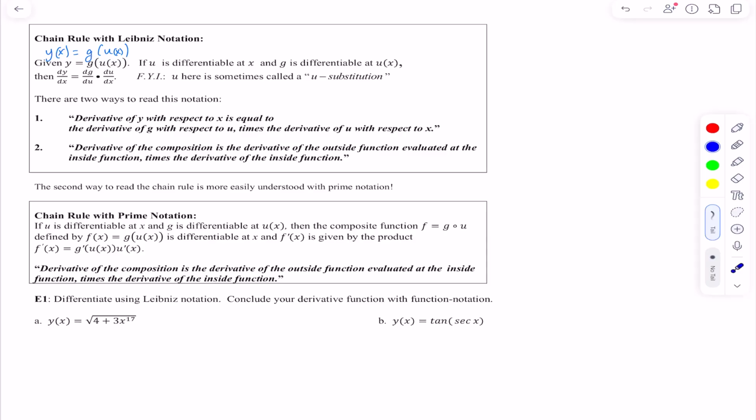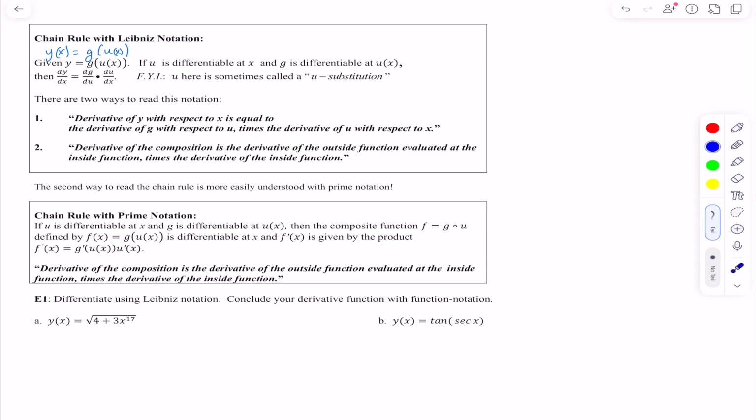Keep in mind that x here is not the same x for g. In fact, if you read this carefully, notice if you're given y as a composition of functions, g composed with u of x, if u is differentiable at x, and g is differentiable at u of x, then we could write the chain rule, which is actually the product of two rates.